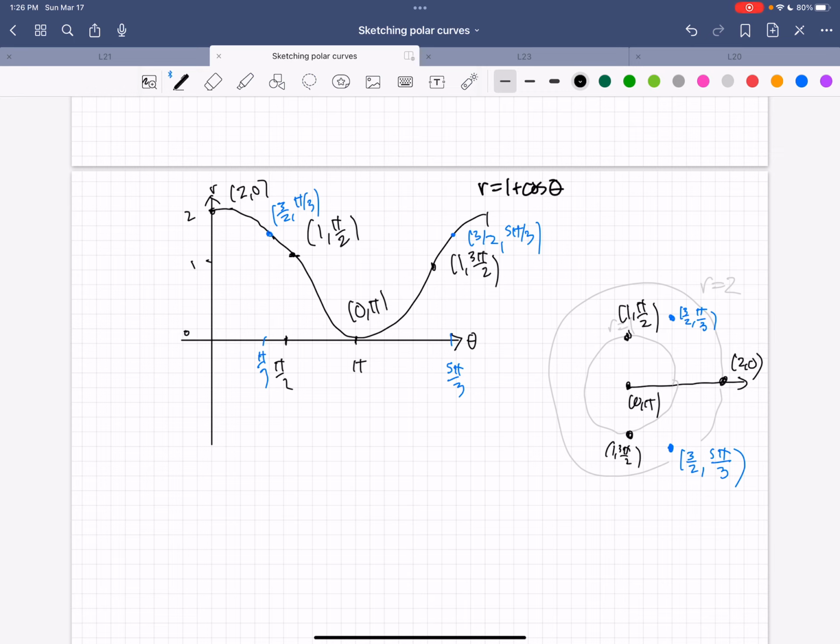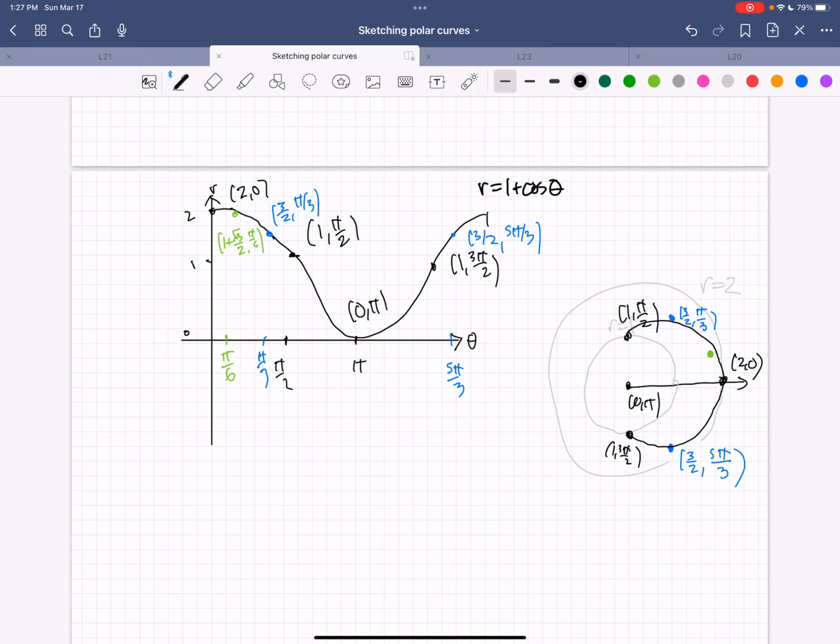Okay. And then we can do more angles. So let's say we did pi over 6. That should give us 1 plus root 3/2 at pi over 6. So whatever that number is here, and so on. So that means we can see that for this part of the graph, we're going through like this, and then it's going to do the same thing in the bottom part here.